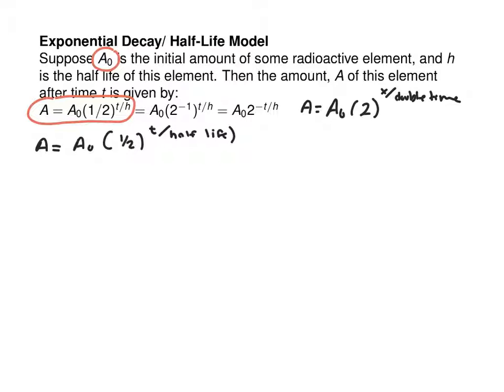Half-life. So what are the essential important differences in these two formulas? There's a half versus a 2, right? Other than that, they're pretty much the exact same, aren't they? You have your double time, you have your half time, right?